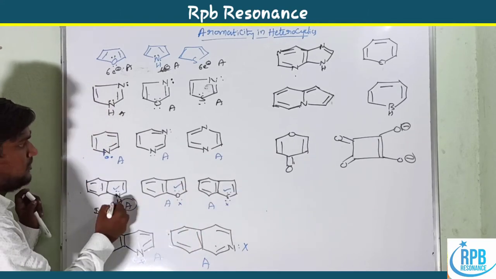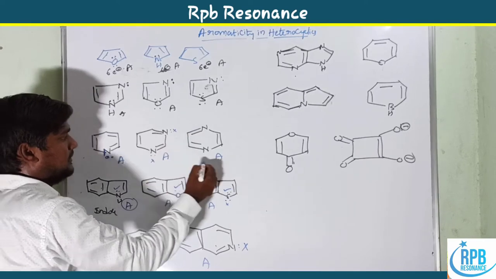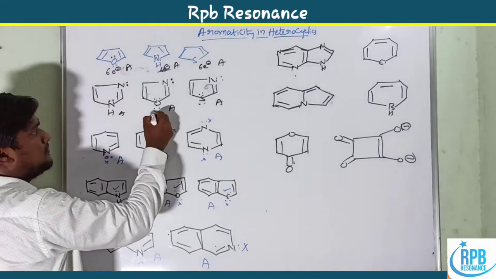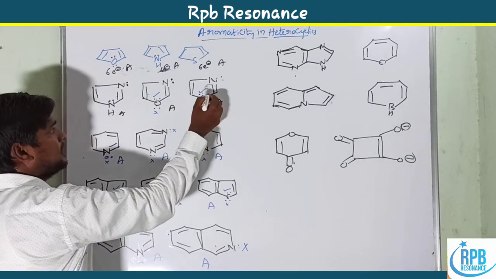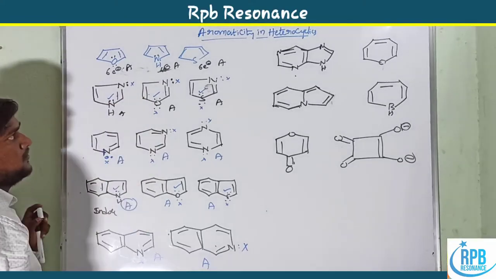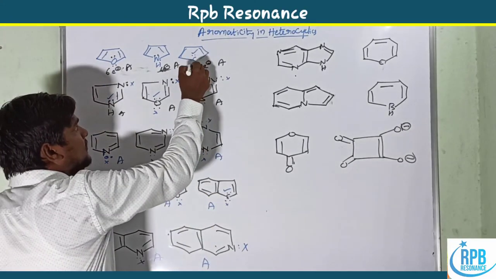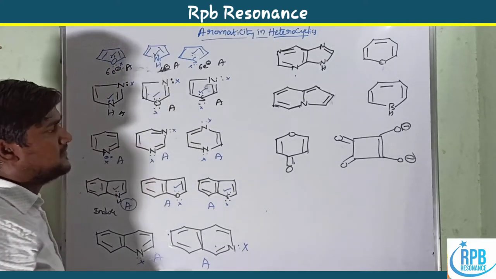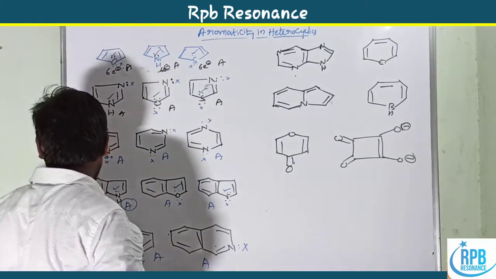Okay, it is calculated. So here it is not calculated. Now here bottom not calculated, top calculated. Here it is not, here it is not. So here it is calculated, here it is not calculated. So top is calculated, bottom is not calculated. Okay, so this is the calculation of double bonds.